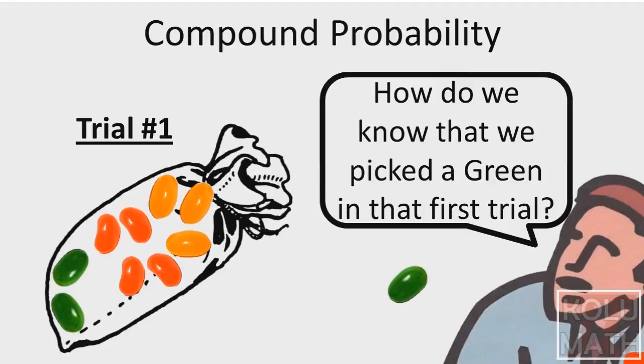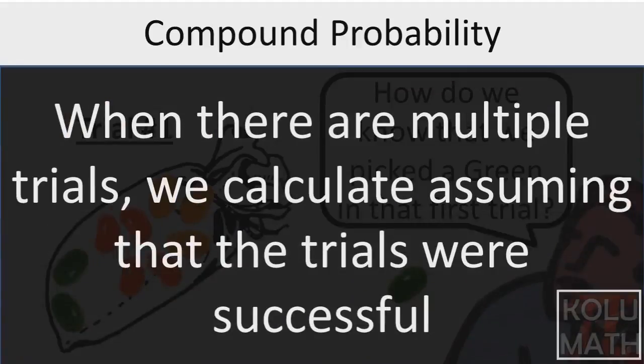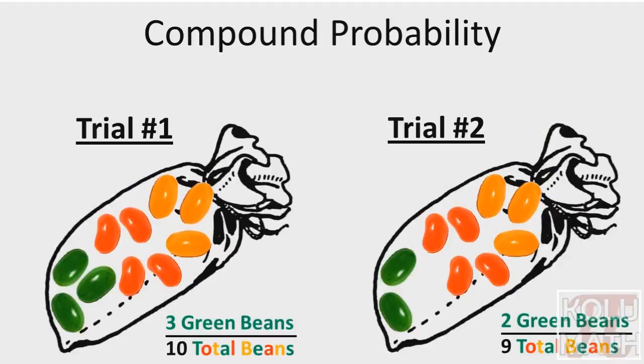When we calculate compound probability, we always assume that the trials were successful, because that's what we're looking for: what would happen if we did it correctly 2 times in a row. We could calculate the probability of not getting a green, but that's a different problem, maybe for a different video. But just remember, when you're calculating compound probability, you assume that the trials are successful.